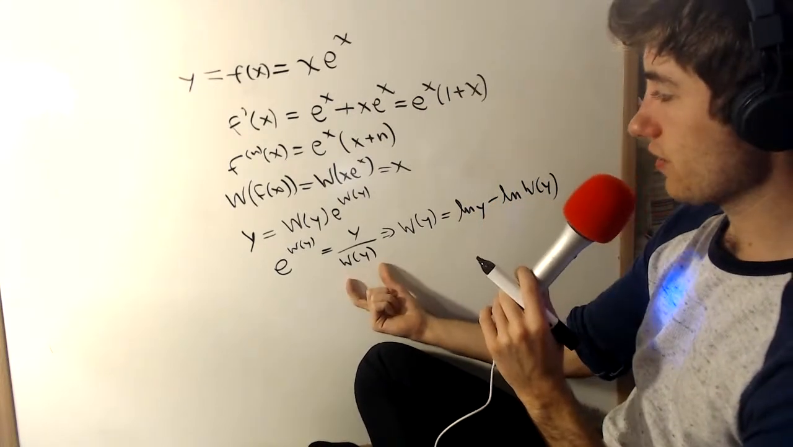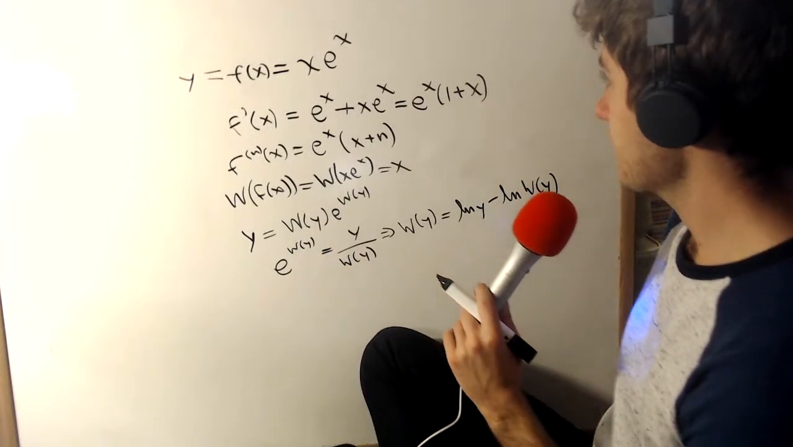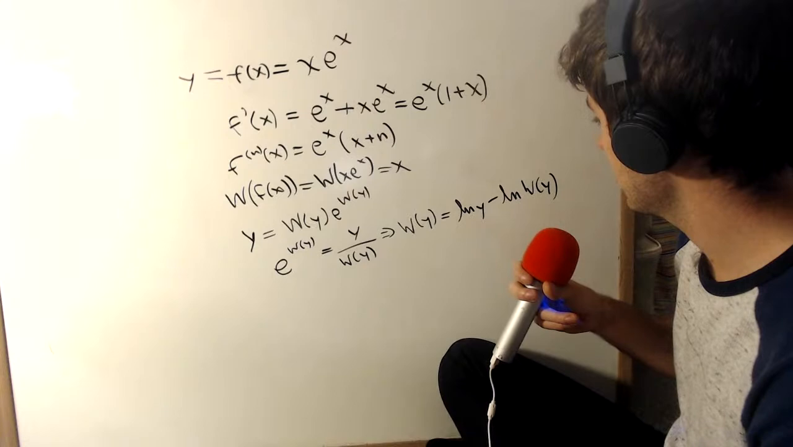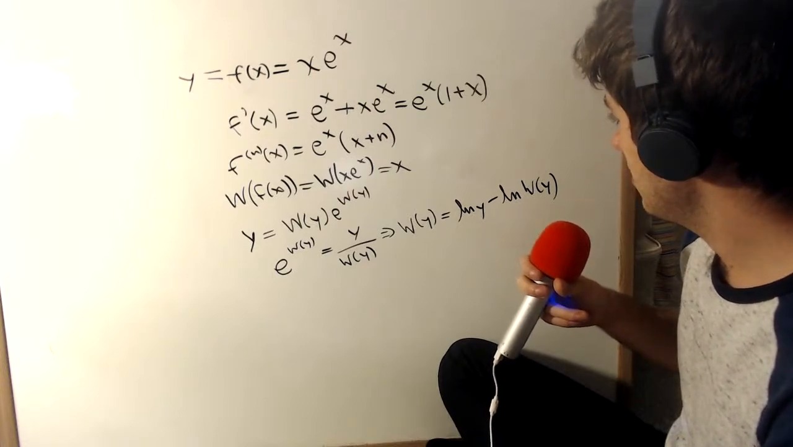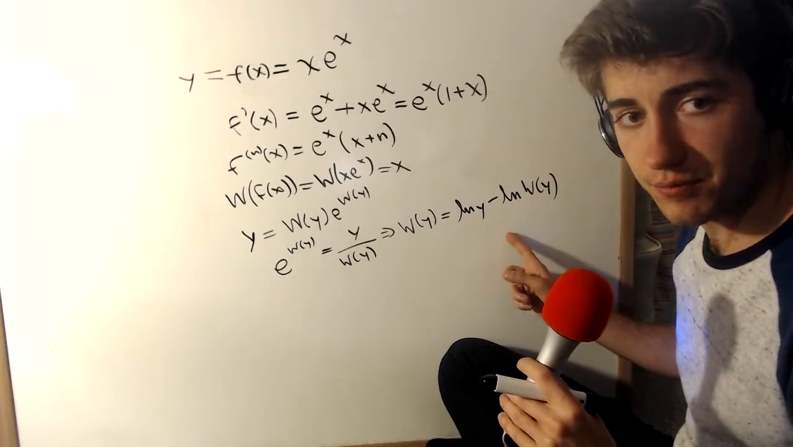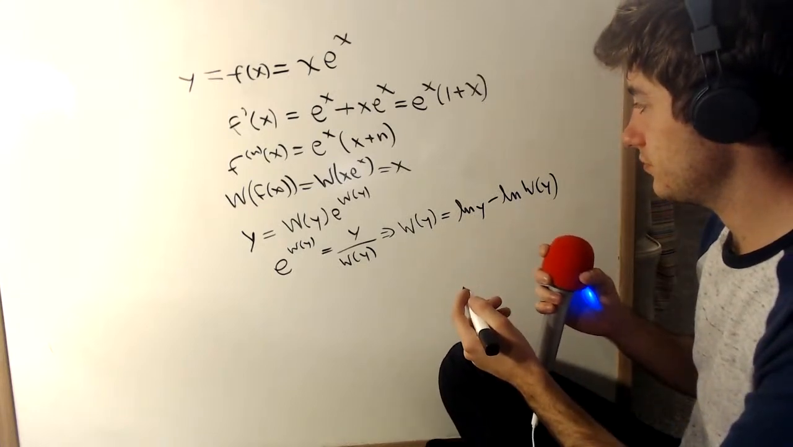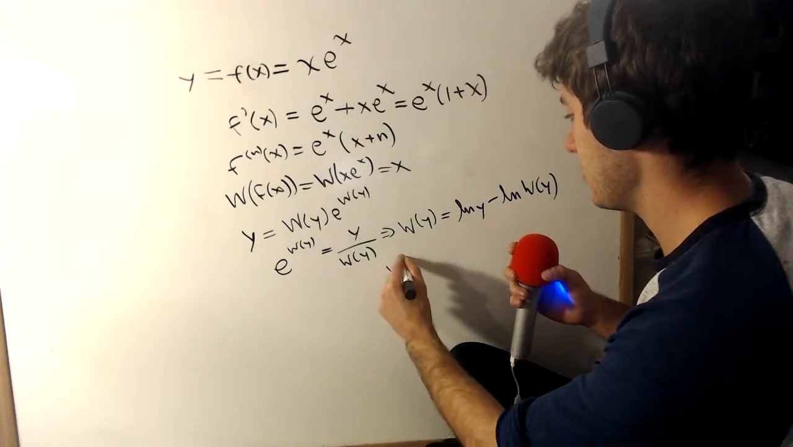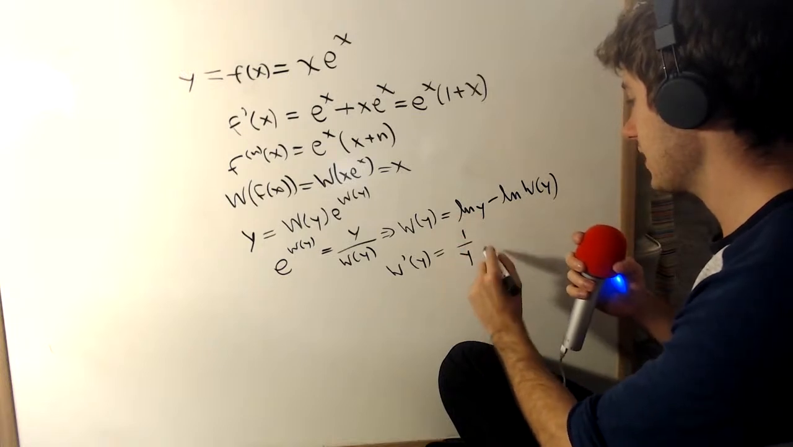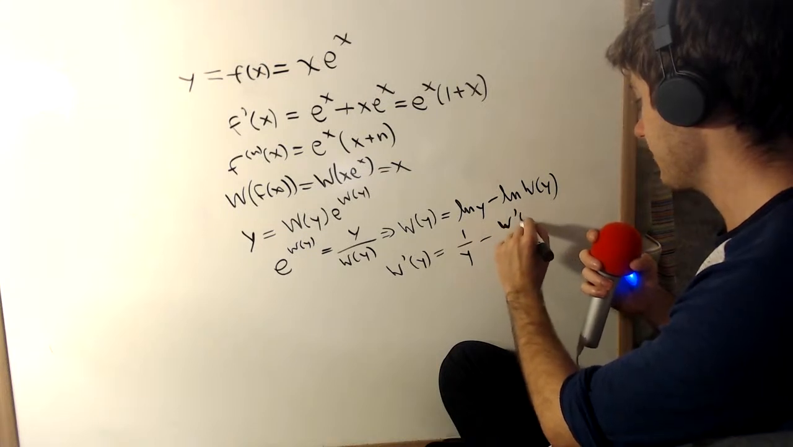Right? Because we're just taking the logarithm of both sides, the log and the e cancel, and we just get w of y, et cetera, et cetera. From here, we can actually use this to figure out the derivative of the w function, because now we have it in terms of other things. So let's take the derivative. So we get w prime of y, and we're doing this with respect to y, equals 1 over y minus, this is the logarithmic derivative, so we get w prime over w.